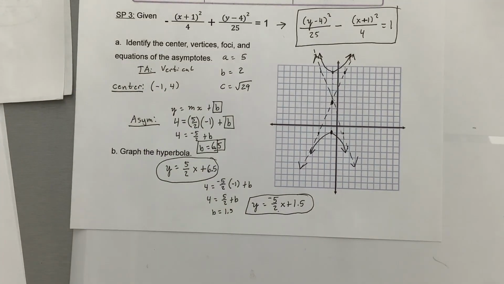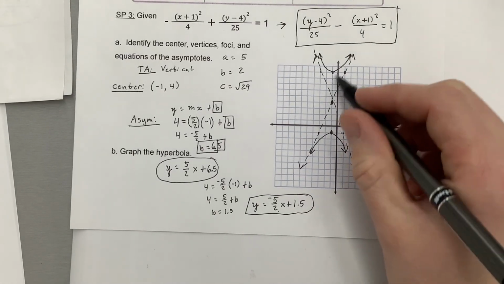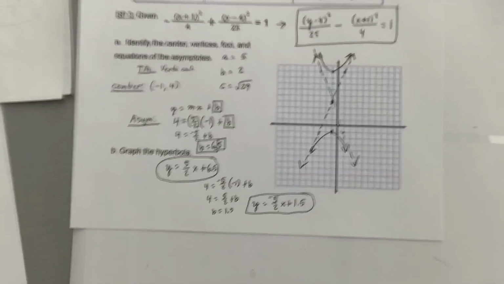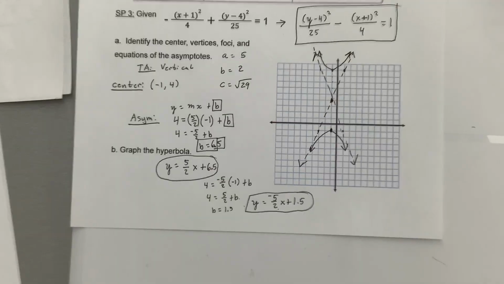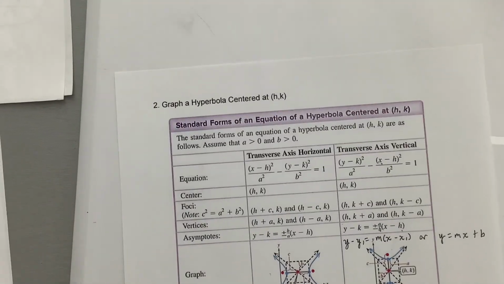So again, it depends on what they want. If they want you to graph it, you can actually use that, identify the center, graph your ratio, rise over run off of that. If they need the equation, then you're going to have to do this down here. Sound good? Last page. You're doing great.